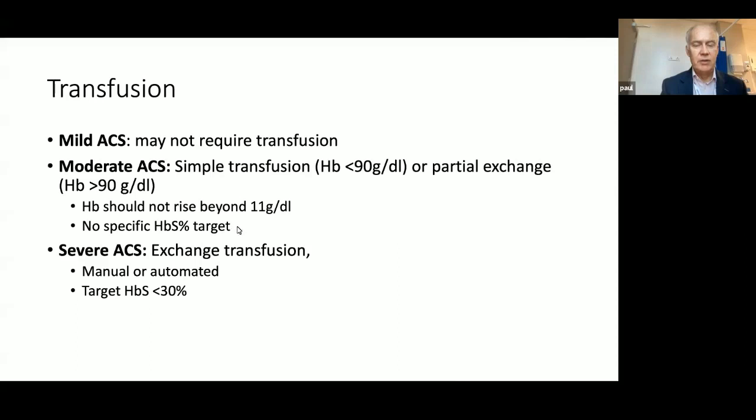So for those with a more severe acute chest syndrome, rapidly progressive, then an exchange transfusion is needed. And the function of the exchange transfusion is to bring the sickle hemoglobin percentage down low, certainly below 30%, and at the same time to maintain the hemoglobin level at somewhere between 9 and 11 grams per deciliter to prevent a severe anemia and to maximize oxygen transfer. I'll come back to the issue of transfusion a little bit later in the talk.